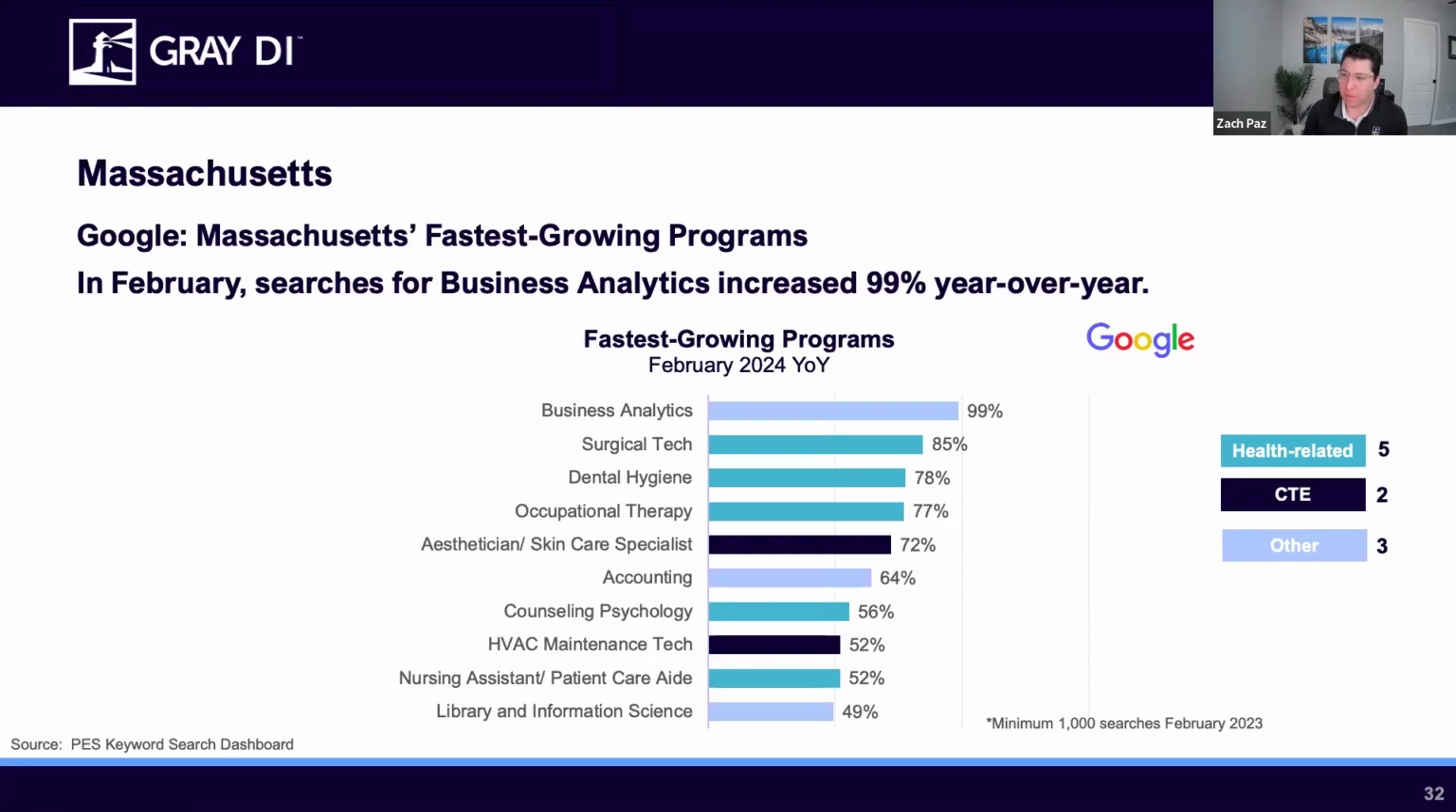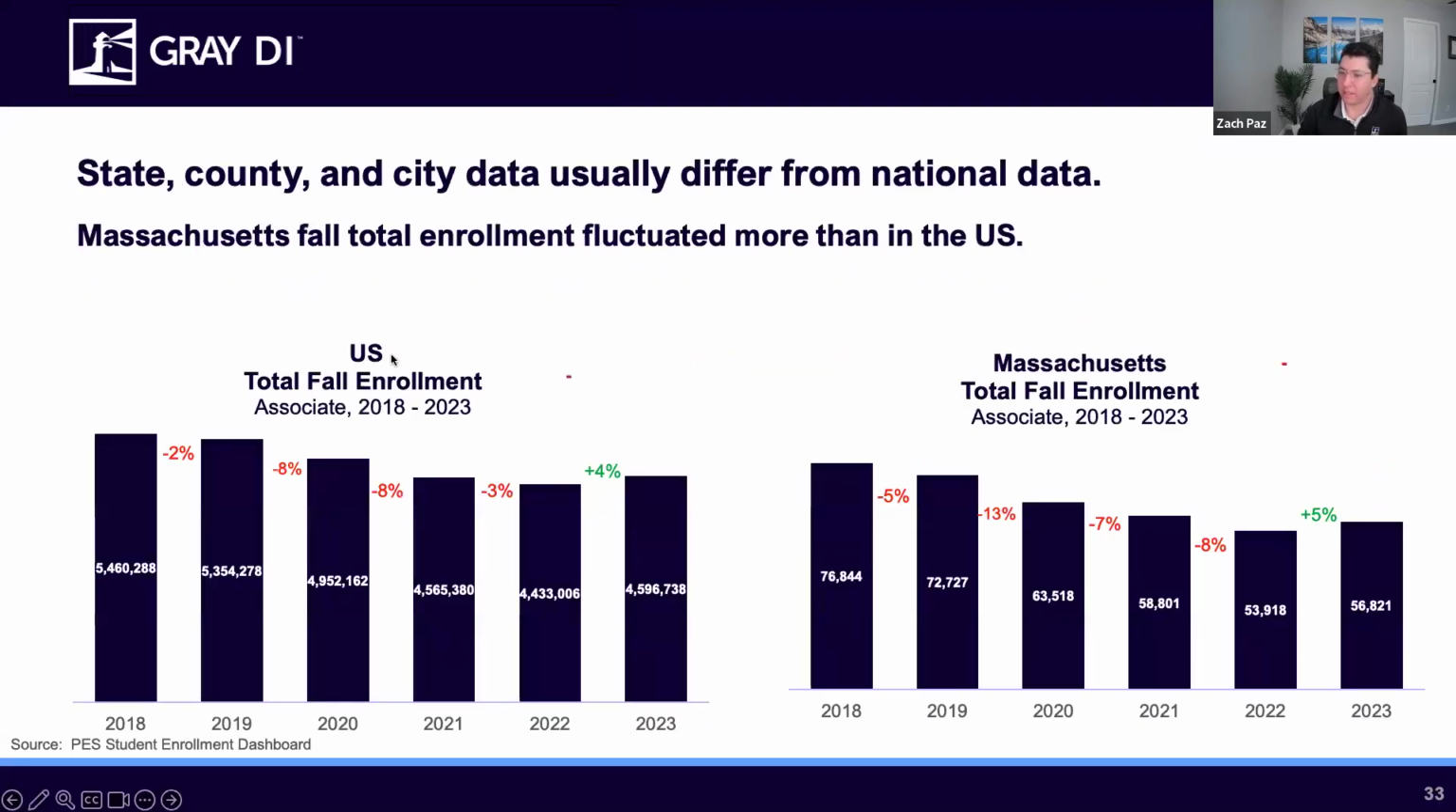From an enrollment perspective, here's the total fall enrollment for the US, and how does that compare to Massachusetts? We're seeing declines from 2018, but now we're back to an increase of 5%, still under 2021 numbers, but an increase in 2023.